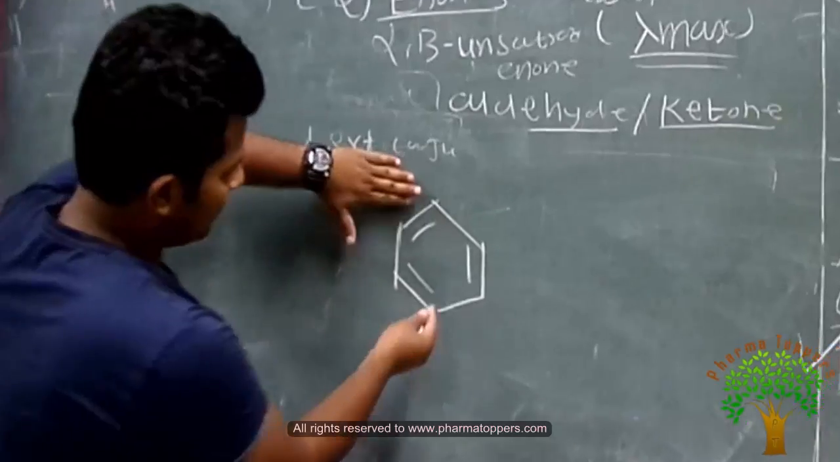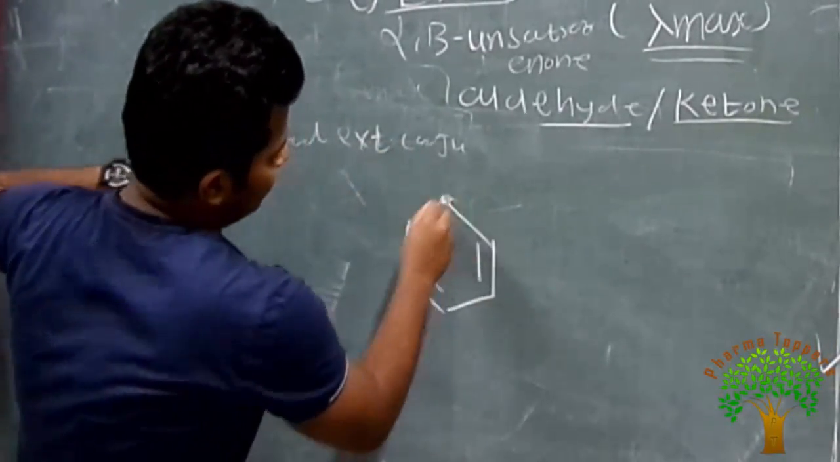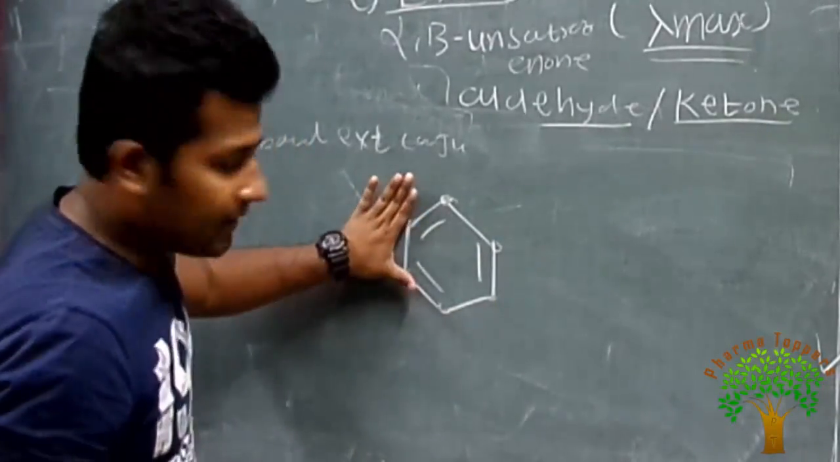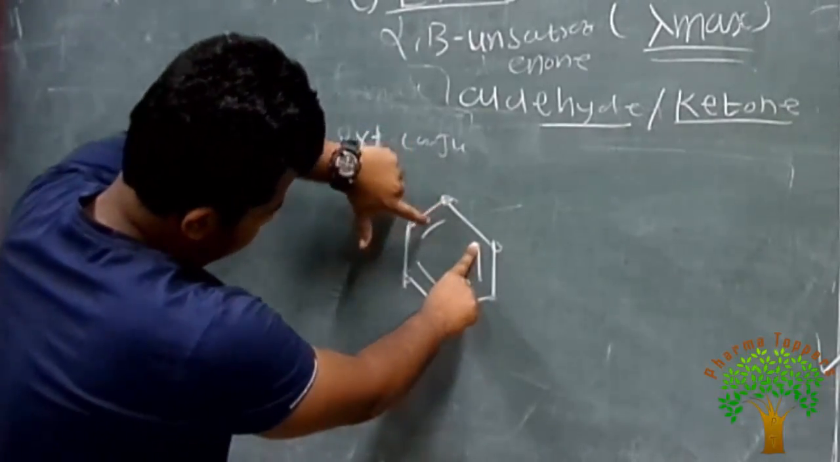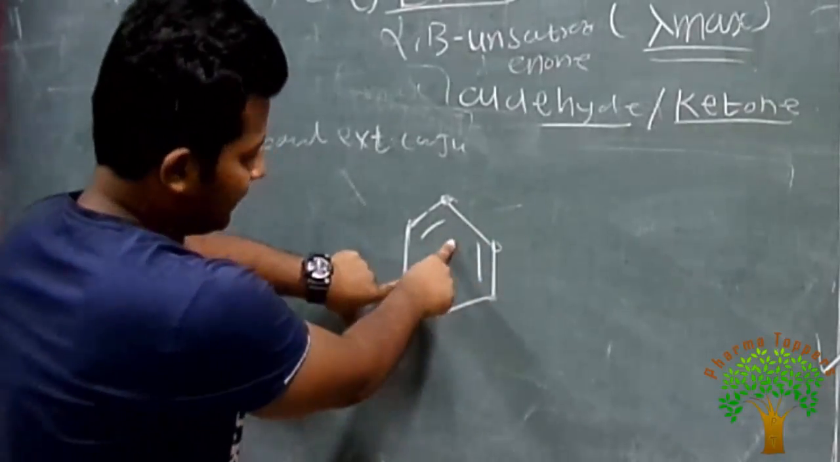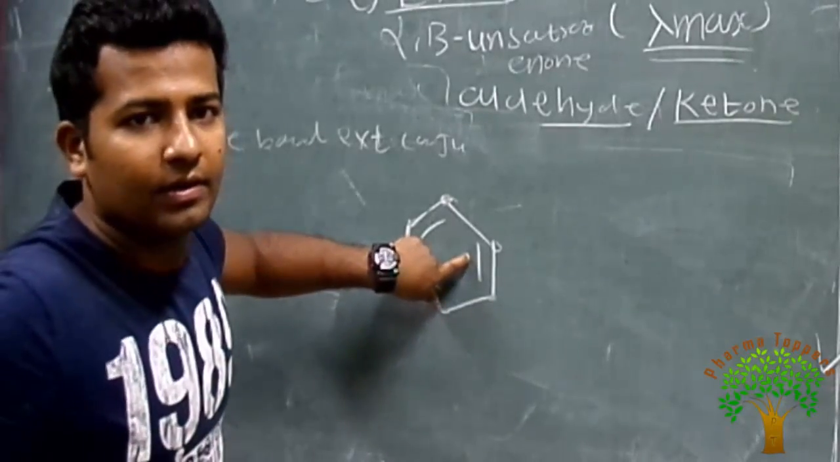This is the diene. First, put an asterisk on each carbon. Diene means two double bonds, that is, double bond, single bond, double bond. But in the case of benzene, there is an extra double bond.